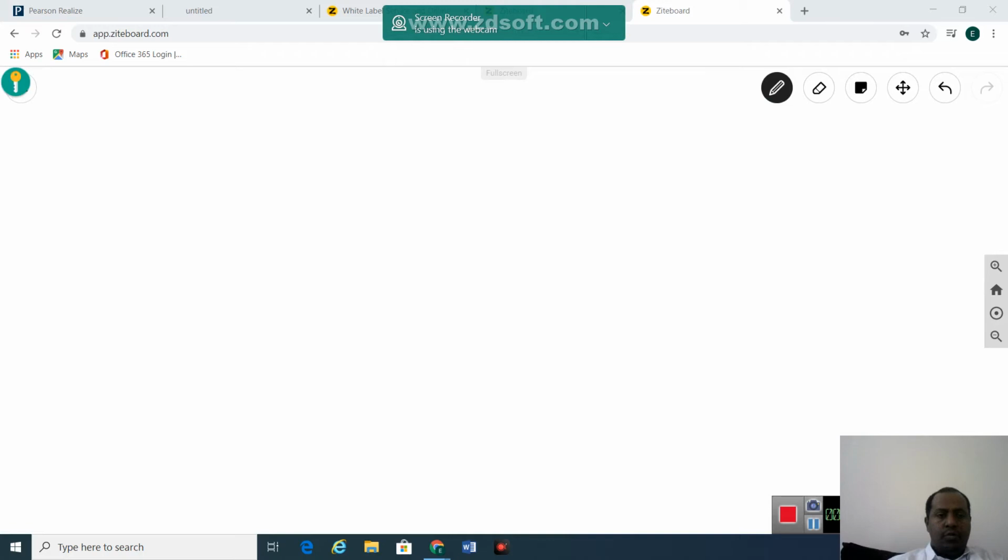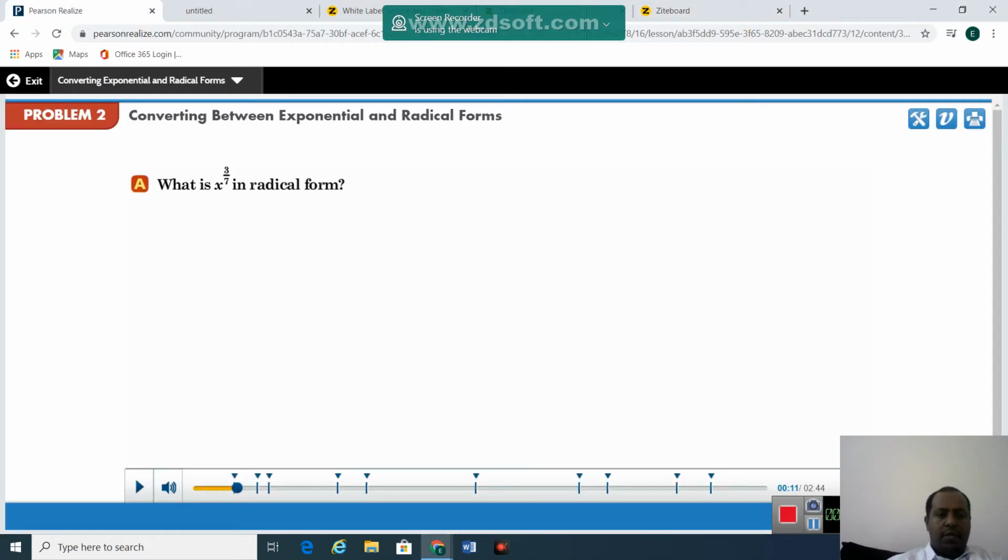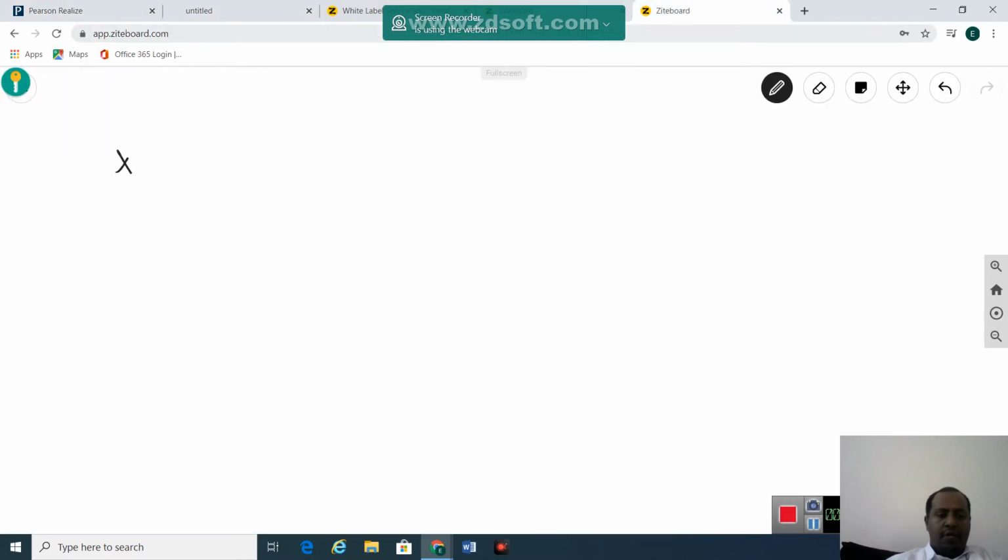Okay, in problem 2, you are asked to convert the rational exponent, x to the power of 3 over 7, in radical form. So to do this one, I'm going to apply the key concept. In our key concept, the denominator, which is in this case 7, will be the index for the radical.